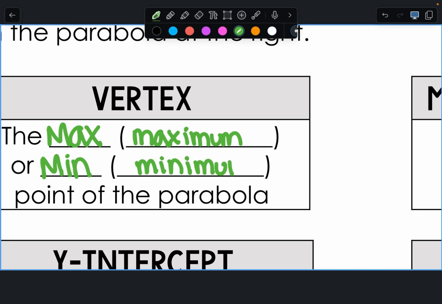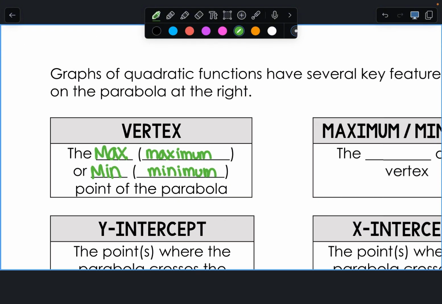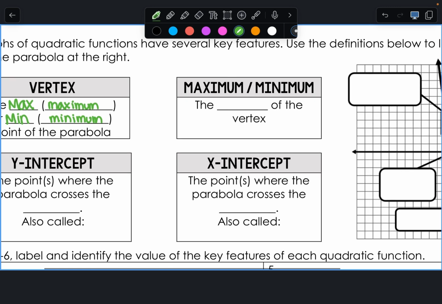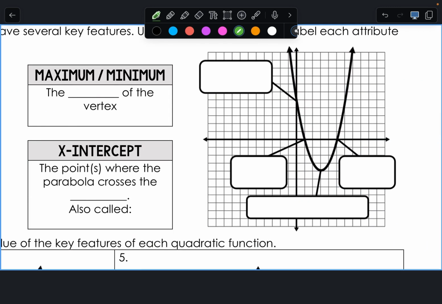Okay? Everybody knows the difference between max and min? Yeah. Max means what? Higher. Highest. Minimum means lowest. So if you look at that parabola there on the right, you'll see your vertex right here. And this specific vertex is a what? A max or a min? Min, because this one goes down low. Okay? This parabola goes down low. So the vertex is a minimum. Minimum is a specific type of vertex.